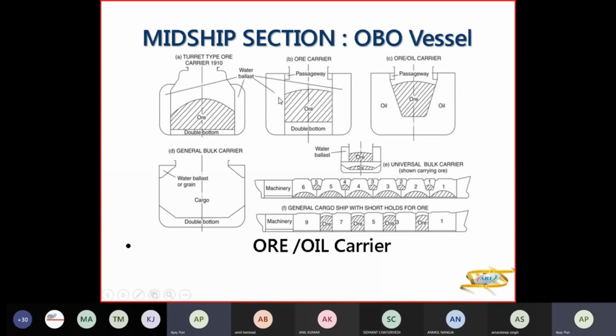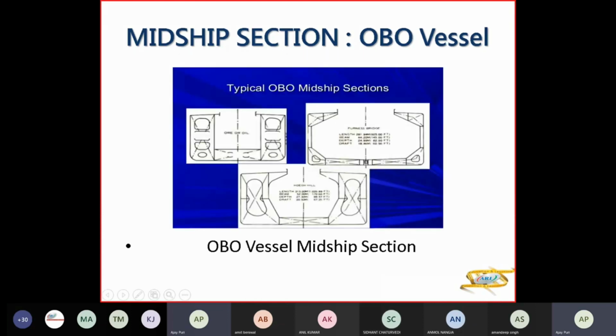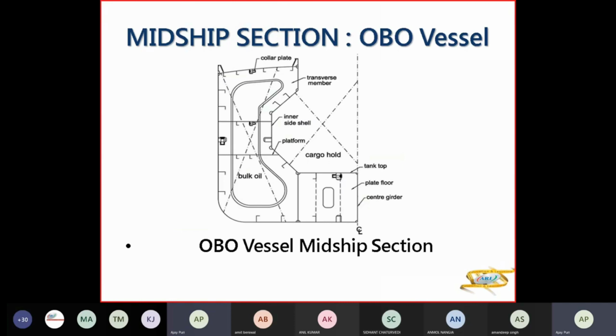Now, a normal ore carrier will have a water ballast tank in the wing tanks, and the center hold will have ore. But in an ore oil carrier, the wing tanks will have oil. So a typical OBO, or oil bulk ore, will have a center tank having ore and wing tanks having oil.